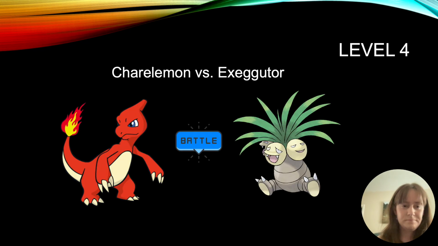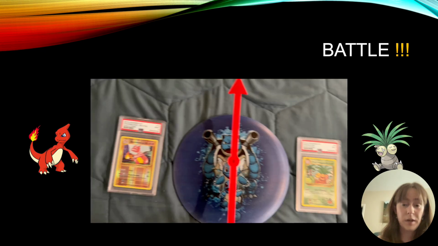Okay. Now we have the next battle. Charmeleon versus Eglator. Let's see which one wins. The battle.